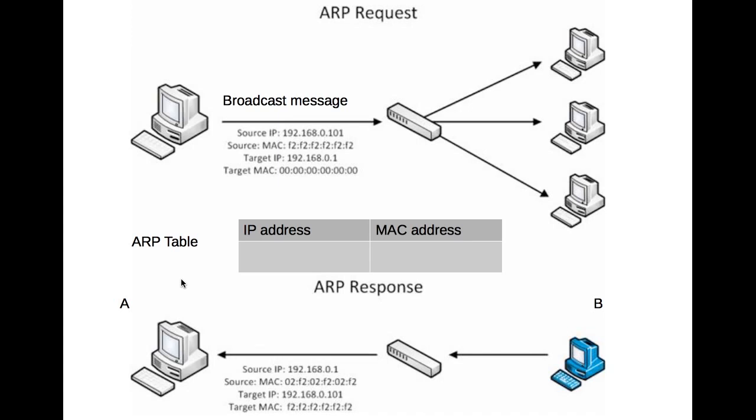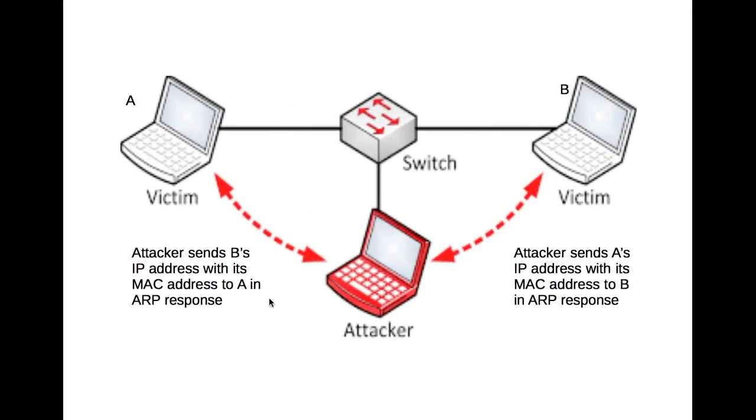For communication in a LAN, all the machines maintain an ARP table. This consists of IP addresses and MAC addresses. As we can see, ARP protocol is simple to implement, but what it doesn't have is authentication. So if anyone sends an ARP response to A, A wouldn't check whether it came from B or someone else. And this vulnerability is exploited using what we call ARP spoofing.